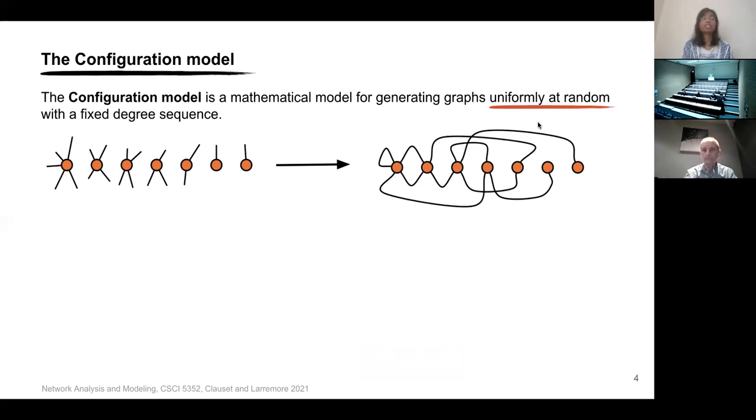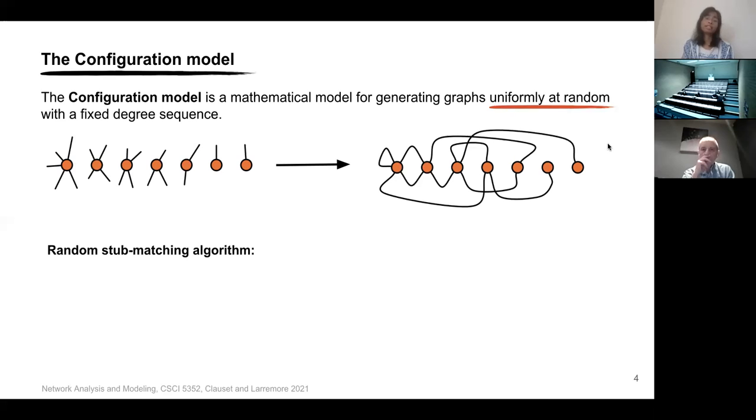Now, one of the key features of the configuration model is that the graphs need to be sampled uniformly at random, meaning that of all the graphs possible with a fixed degree sequence, each graph needs to have equal probability of being generated by the model. If some graphs have more probability of being generated than others with a fixed degree sequence, then that is not the right way of doing it. That's a biased sampling method, and that is not what the configuration model is expected to do. And it is very difficult to come up with a generating method that can sample the graphs uniformly at random, which is why this has been an open question for a long time.